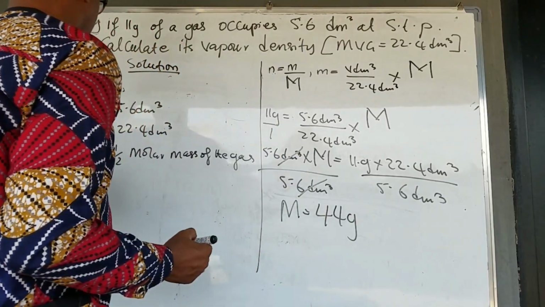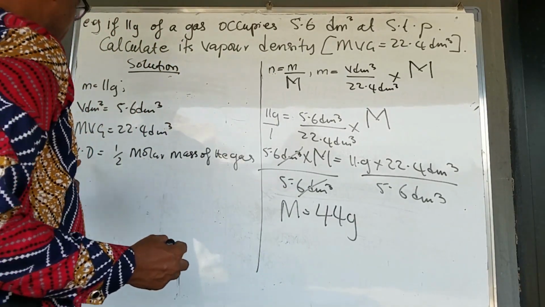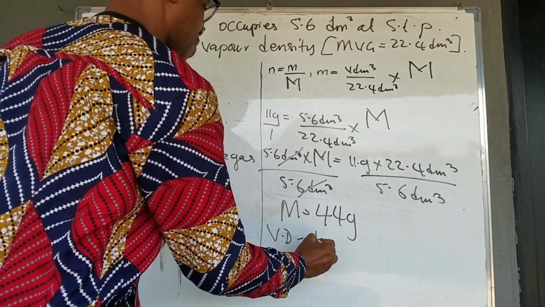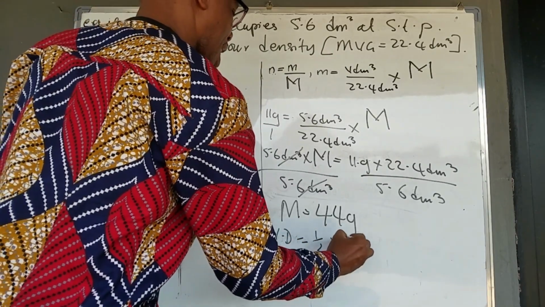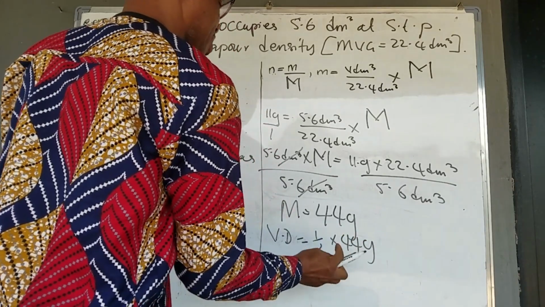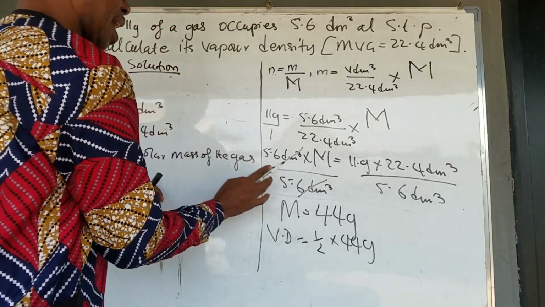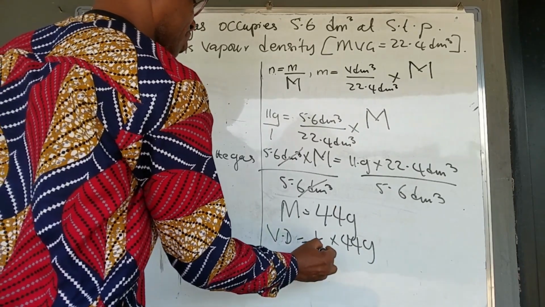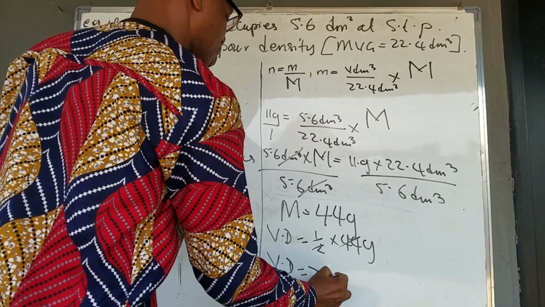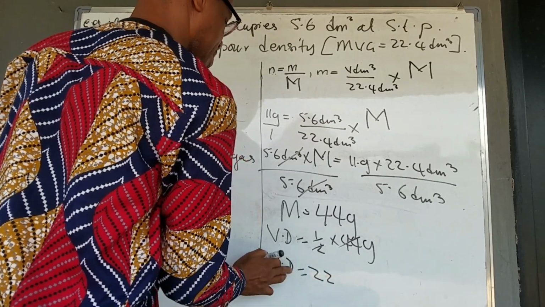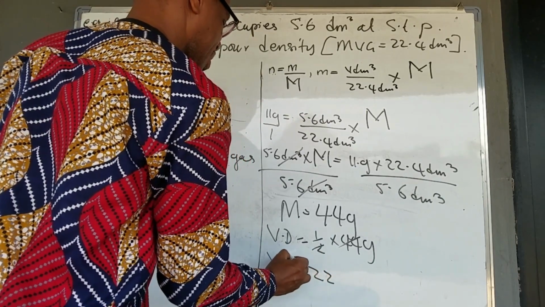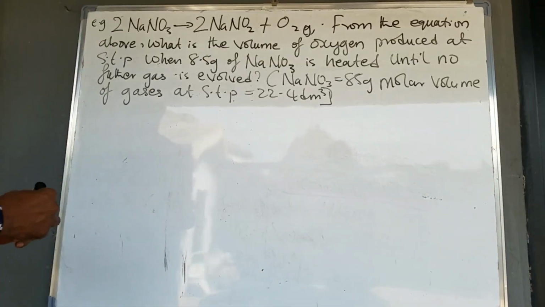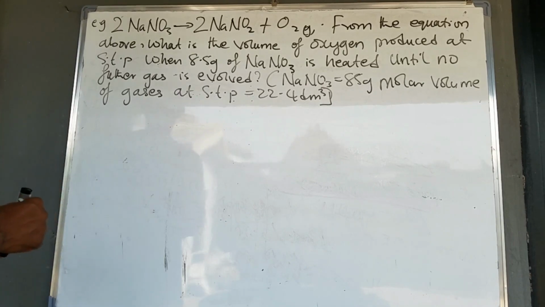But the question is, calculate its vapor density. So based on the formula, vapor density is equal to 1 over 2 times 44 grams, since the molar mass of the gas is 44 grams. And you know that will definitely give us 44 divided by 2, 22. The vapor density is absolutely 22.